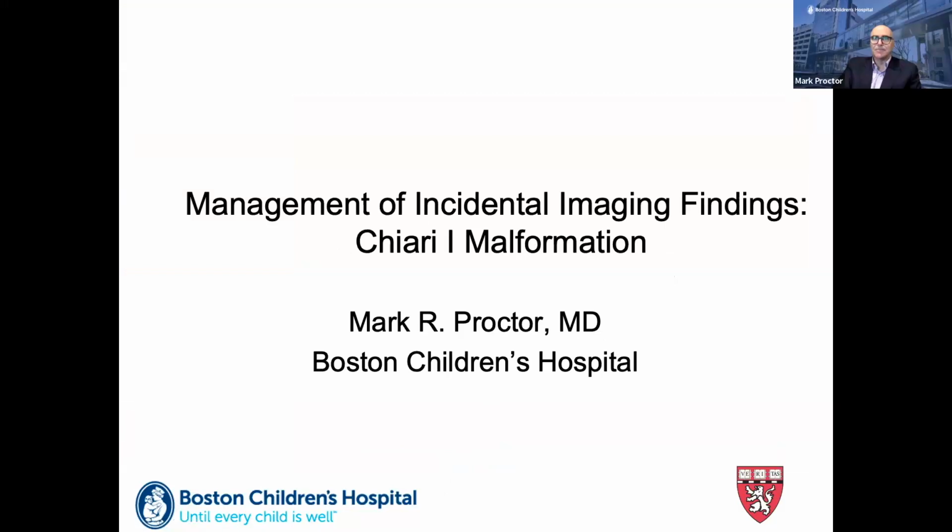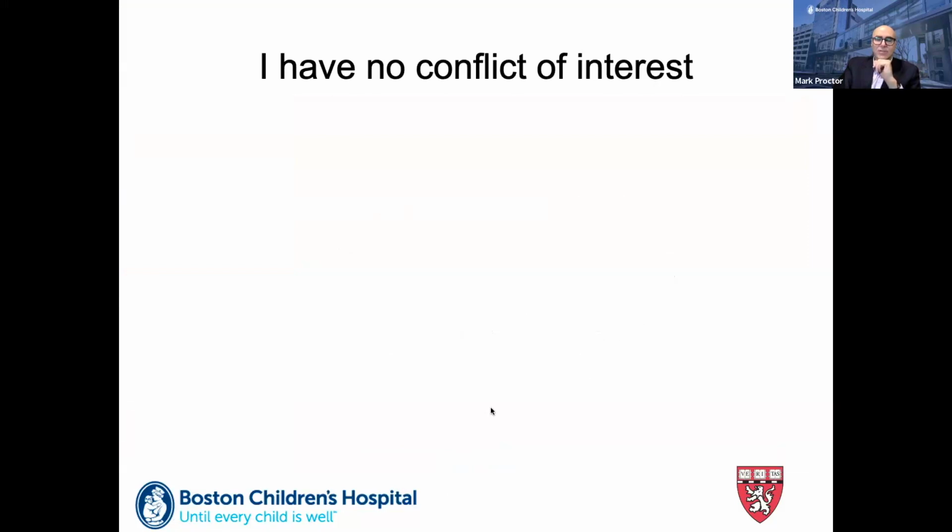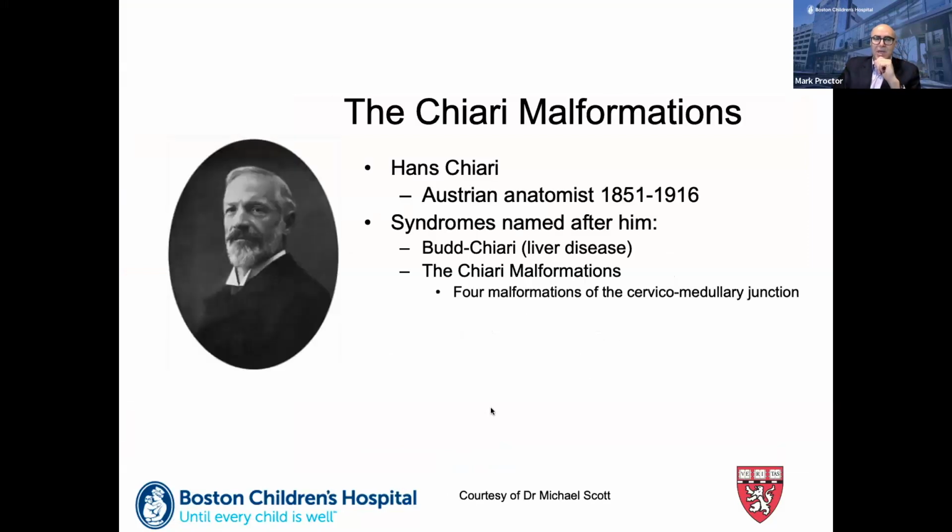So the title of the talk is Management of Incidental Imaging Findings, Chiari I Malformation, no conflicts of interest. And just to give a little bit of basic background, because I don't fully know who's in the audience, for Chiari malformations, what are they in general? You can see that they were identified by Hans Chiari, who was an anatomist in Austria in the 1800s. And he has a few syndromes named after him. There's Budd-Chiari, which is a liver disease. Then there are the Chiari malformations.